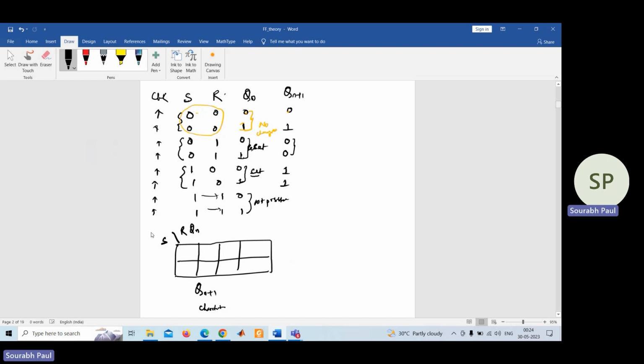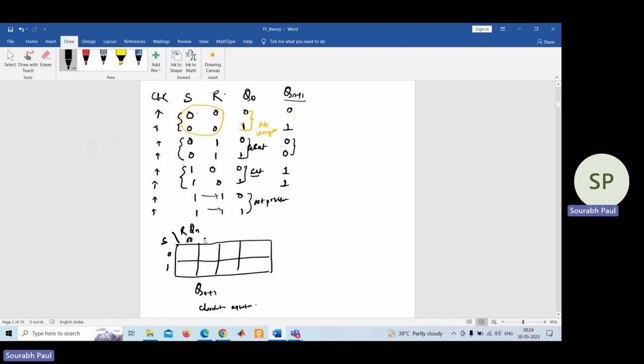You have given S input value, you have given R input value, and you have given the present state. From there, you need to find out the equation of the next state. That is Qn plus 1 equation. You need to find out. And that particular equation is known as characteristic equation. Okay, now we'll try to find it out.